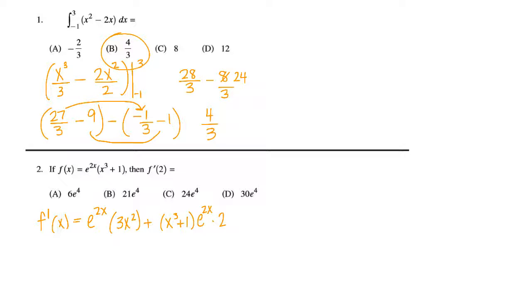And then from here we need to find f prime at 2, so we're going to have e to the 4th times, we plug in 2, we're going to get 12, plus 8, 9 times 2, 18, e to the 4th. And so when we collect our like terms here, it looks like we're going to get answer choice D.